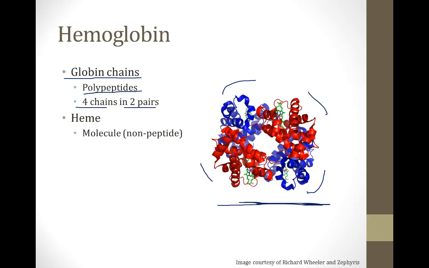The second element of hemoglobin is heme. It's a molecule, it's not a peptide, and it's represented in this picture by these little green things here, and there are 4 of them inside the hemoglobin compound.